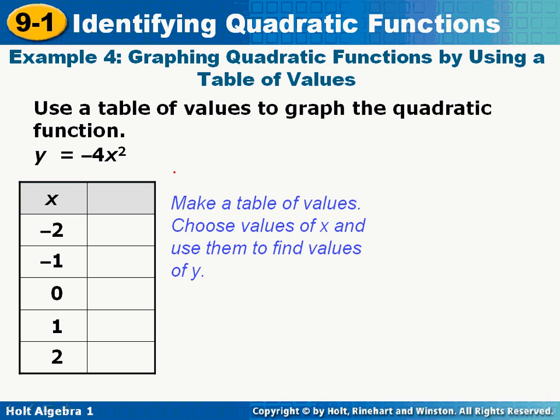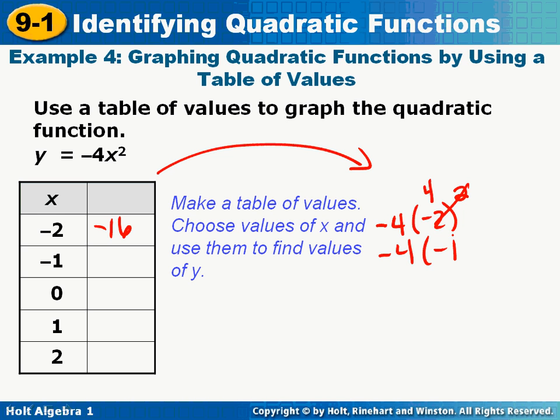So I'm going to take, over here is where I'm going to do my work, negative 4 times negative 2 squared. That gives me positive 4, and negative 4 times 4 is negative 16. Then I have negative 4 times negative 1 squared. Remember, you have to square everybody first. That gives me 1, so this answer is negative 4.